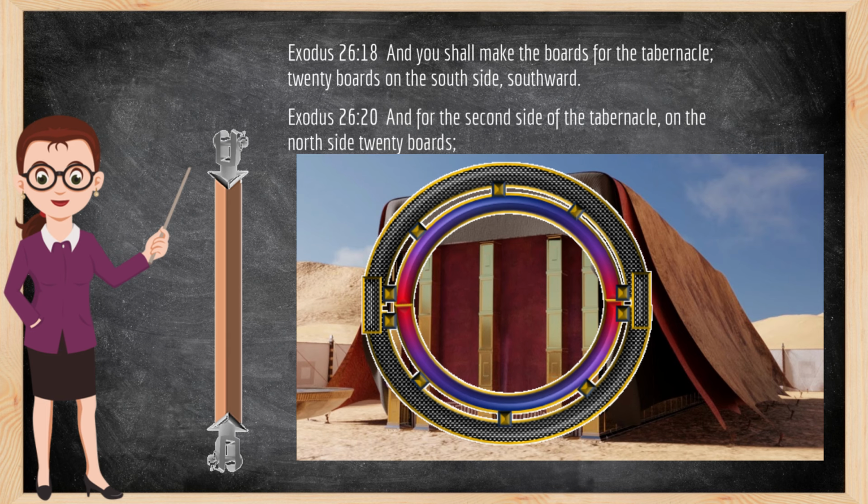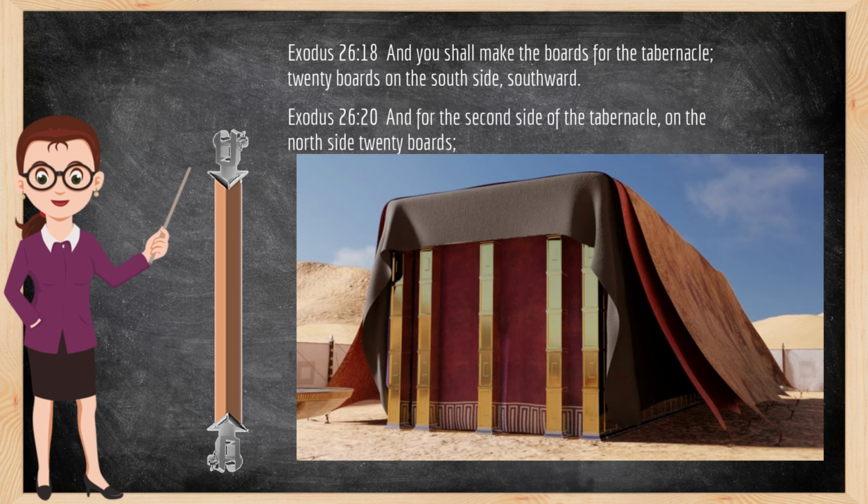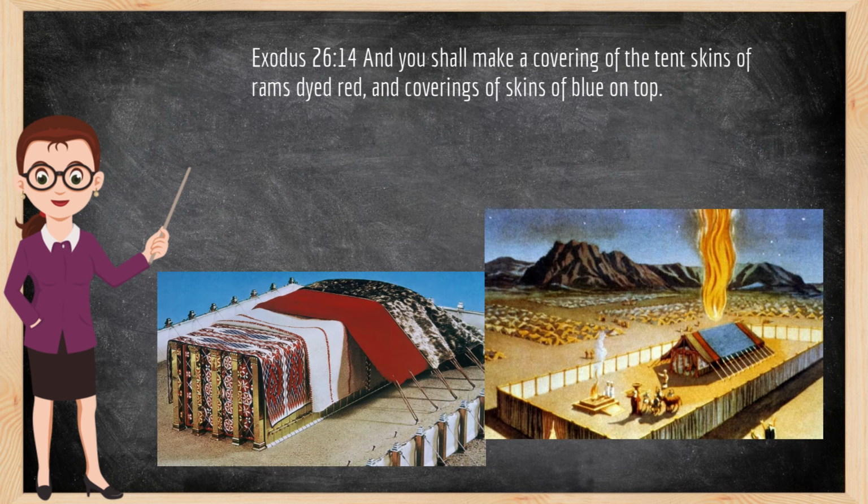Therefore, if the linen liner and the goat hair fencing curtain are circular, then it would only be reasonable that the roof of the tent be domed and not flat, as shown in so many artist depictions. Exodus 26:14. And you shall make the covering of the tent skins of rams dyed red, and coverings of skin of blue on top. So this is all the detail that we're given for the roof of the tabernacle.